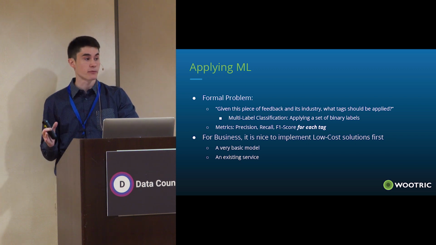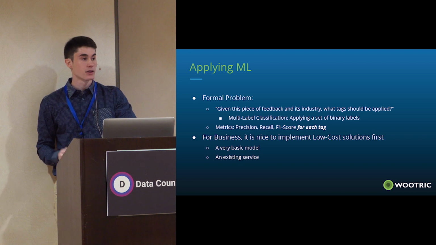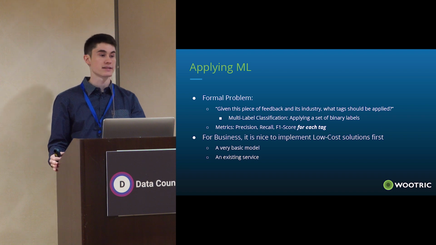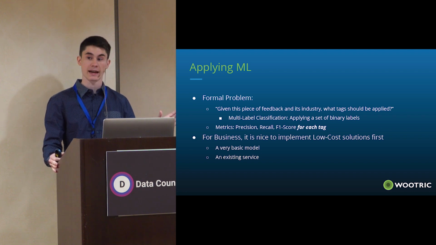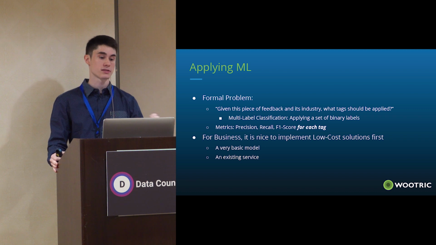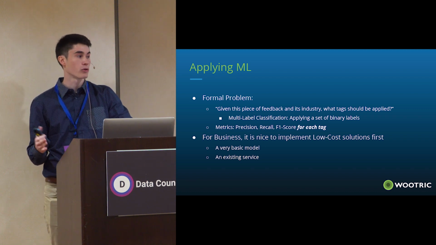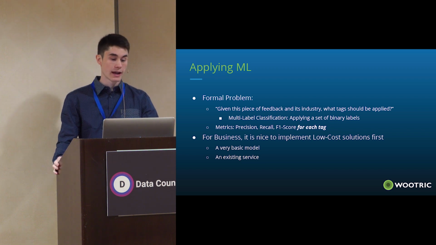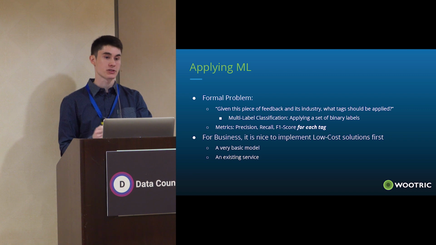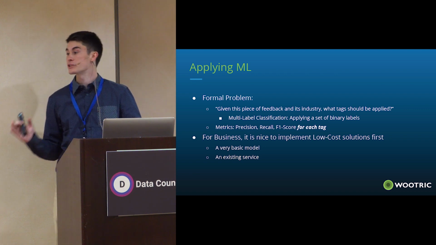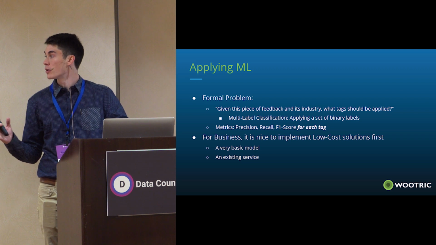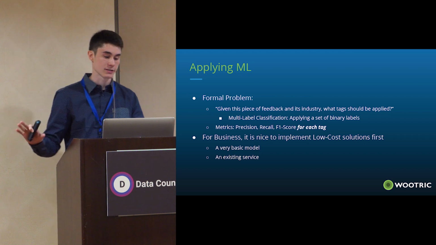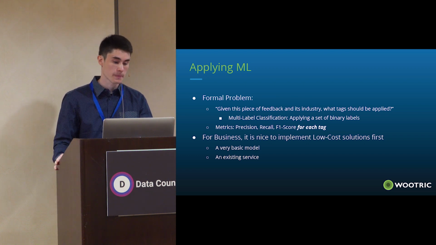So this, as I said before, is a multi-label classification problem. To each feedback, we're going to apply a set of binary labels, which means we're going to have a vector of zeros and ones for every single possible tag that we could apply. So each feedback could have 0, 1, or more tags associated with it. Now, our metrics are, like I said, precision, recall, and F1 score, but for each tag. For multi-class classification, you're able to combine these metrics together, but for multi-label, it's a little bit easier to see them separated apart.